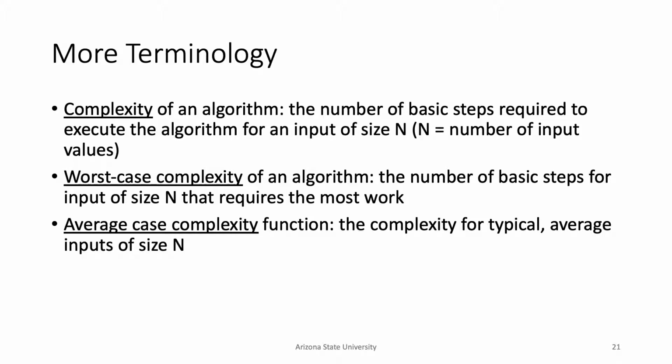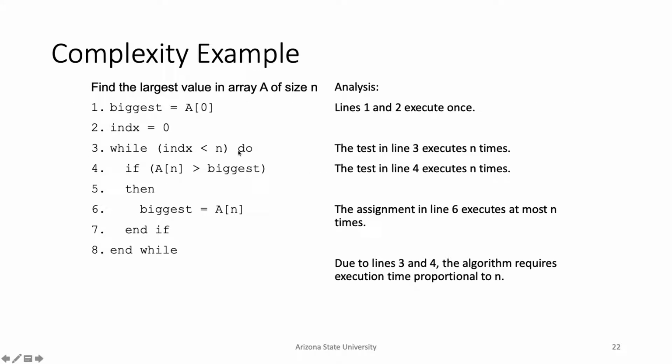On average, how long should it take? But what is another nice thing about worst case? It's a guarantee. If I look at the worst case, could it run slower than that worst case? No, so it's actually a nice guarantee. So we're going to look at the worst case complexity. Let's look at this example.